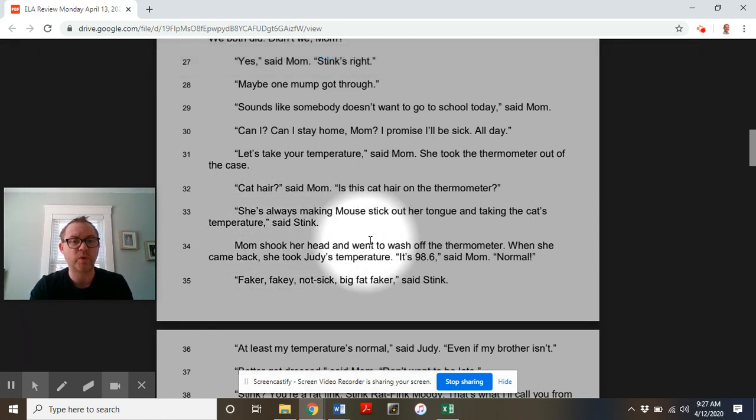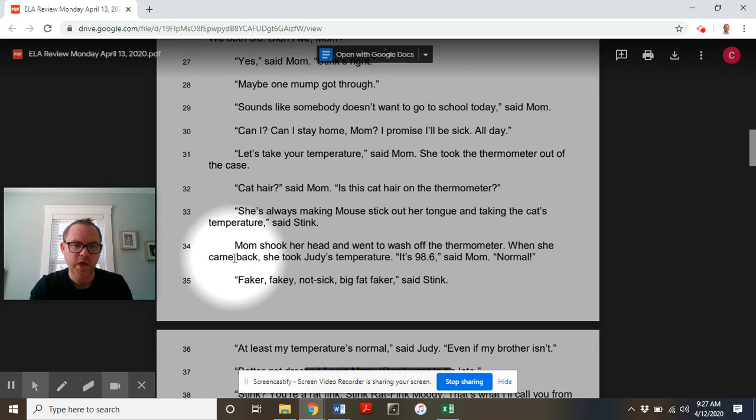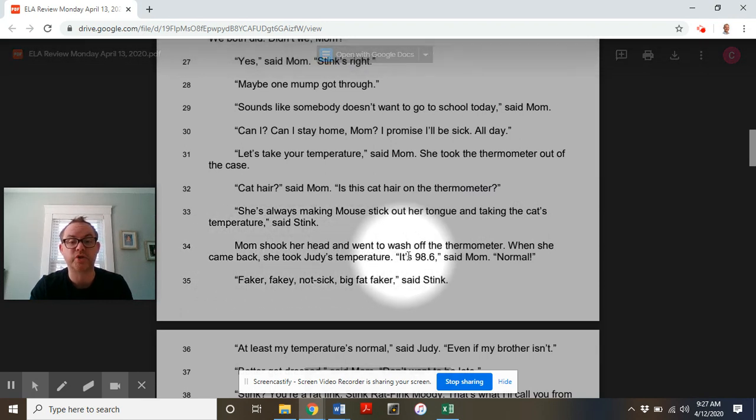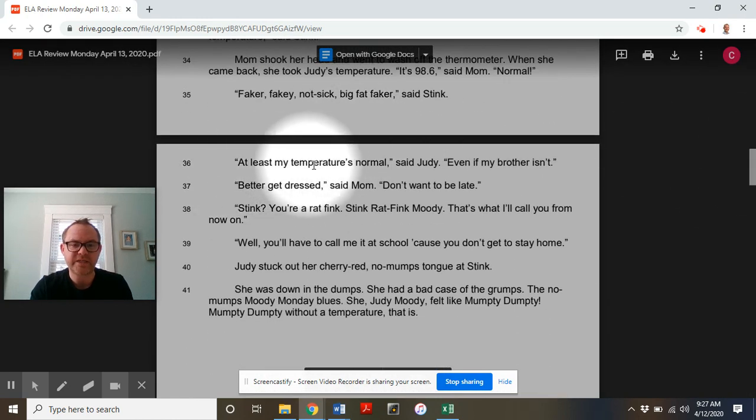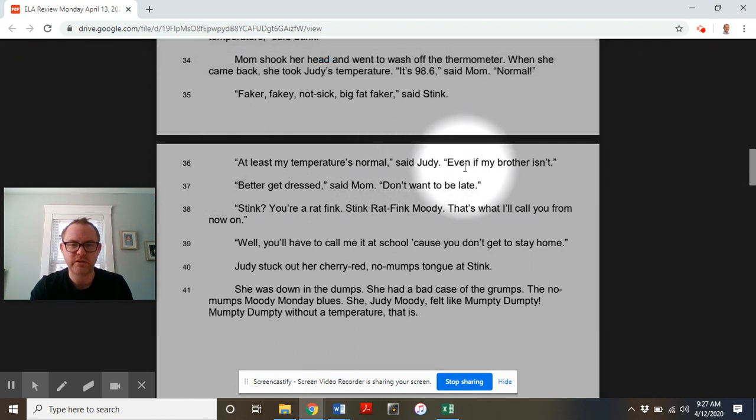Mom shook her head and went to wash off the thermometer. When she came back, she took Judy's temperature. "It's 98.6," said Mom. "Normal." "Faker! Fakey, non-sick, big fat faker," said Stink. "At least my temperature's normal," said Judy, "even if my brother isn't."